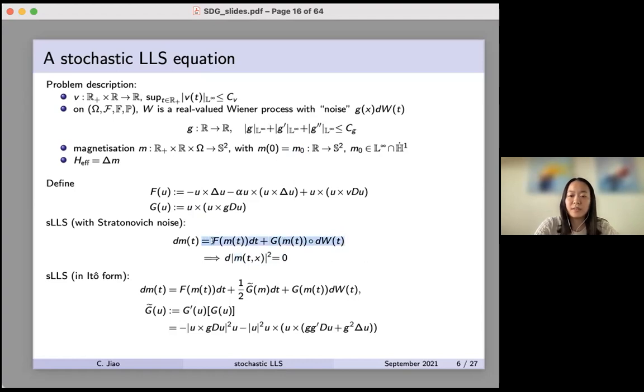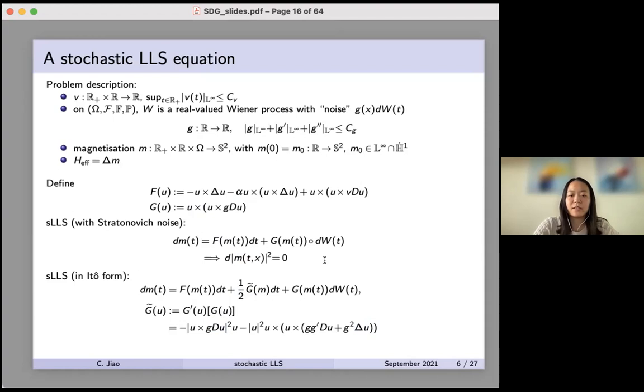We can transform this into the more familiar Ito form with an additional Ito correction term denoted by G tilde. So G tilde contains higher order terms like gradient squared or cross product with Laplacian, which needs to be treated a bit more carefully.